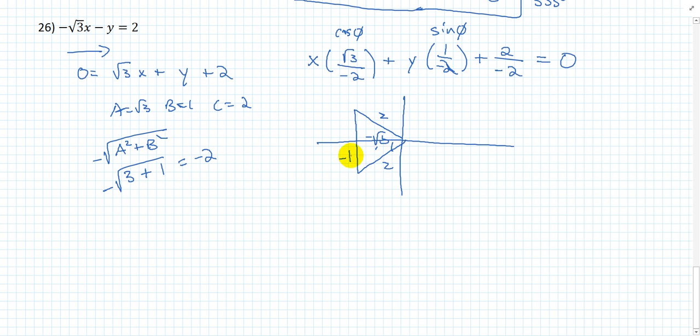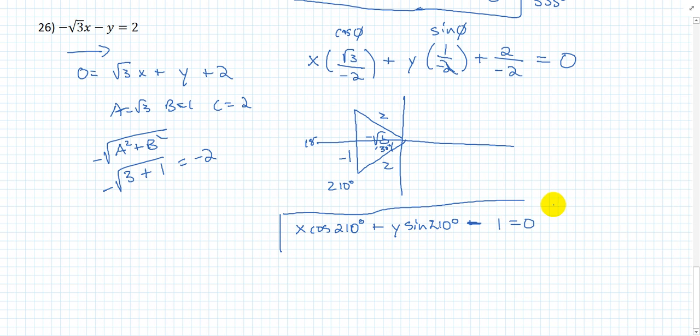And this is a 1, 2, root 3 angle, so this is 30 degrees. This is 180. 180 plus 30 is 210. So we're looking at 210 degrees. So I could write x cosine 210 degrees plus y sine 210 degrees minus 1 equals 0. So to me, these are the harder problems of this section, but they do follow a pattern that hopefully you could pick up pretty quick.